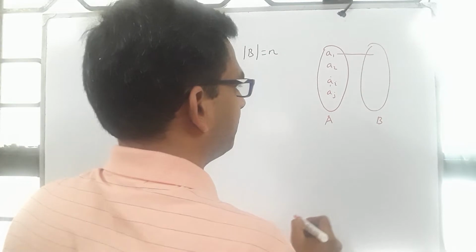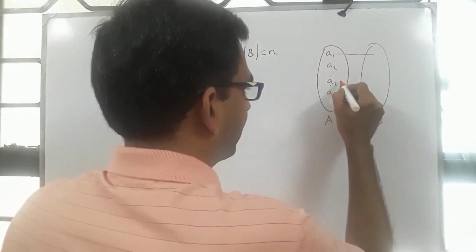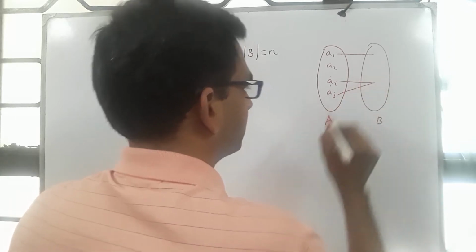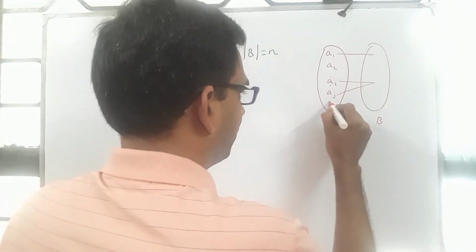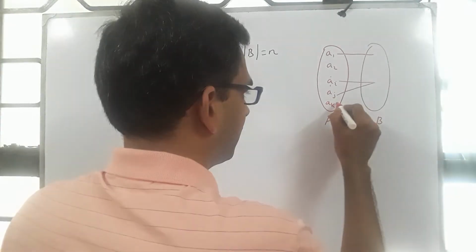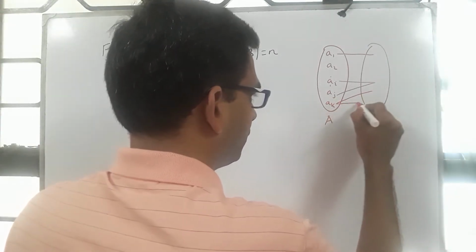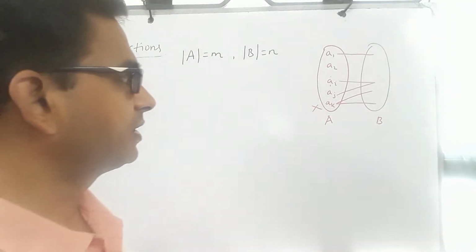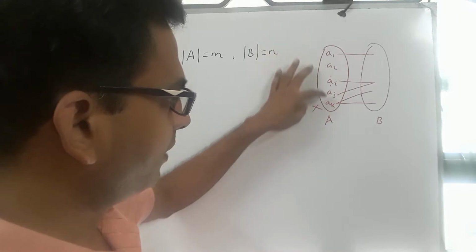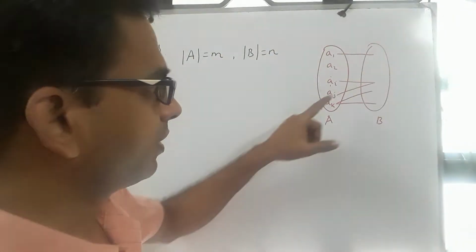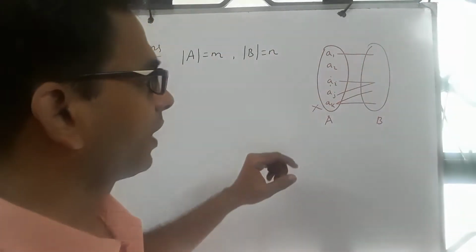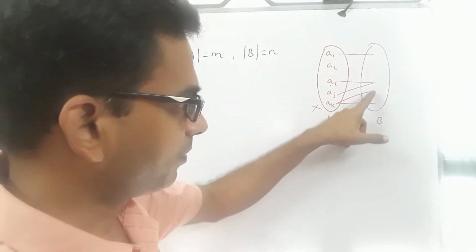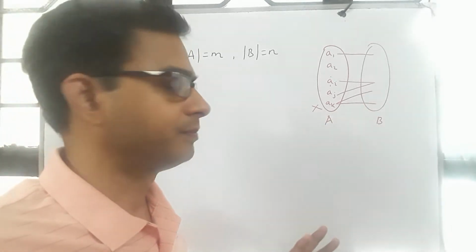If you look at Ai and Aj, it can be the case that Ai is mapped to this and Aj is also mapped to this. This is allowed. But if I look at something like Ak, Ak should not be mapped to two elements. So this is not allowed. As far as a function is concerned, for each element in A there should be an image in B, and any element in A should not be mapped to two different elements in B.